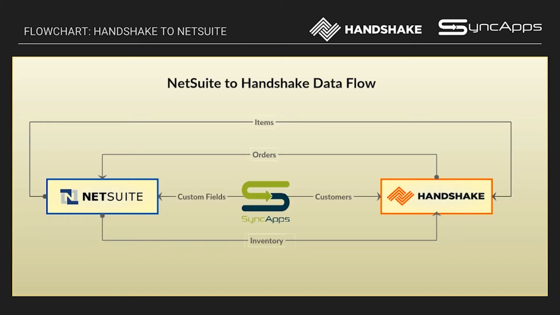So here I have a flowchart basically describing the NetSuite to Handshake data flow with SyncApps. With SyncApps, we bidirectionally sync your custom fields and the customer's information between NetSuite and Handshake. So if you have your items and the inventory level in NetSuite, now that will be integrated to your Handshake B2B e-commerce portal. And then once your sales representative has an order made in Handshake, it will be integrated into NetSuite, and your inventory level and items will be automatically updated. So that's the beauty of the NetSuite to Handshake integration.